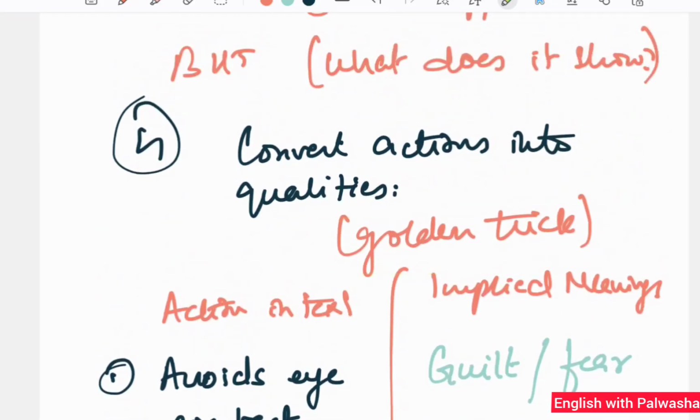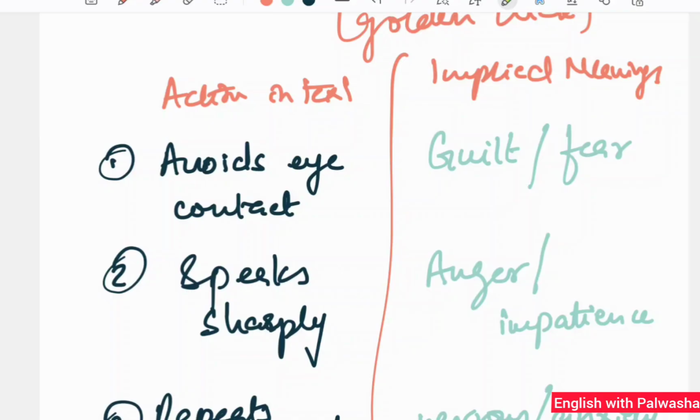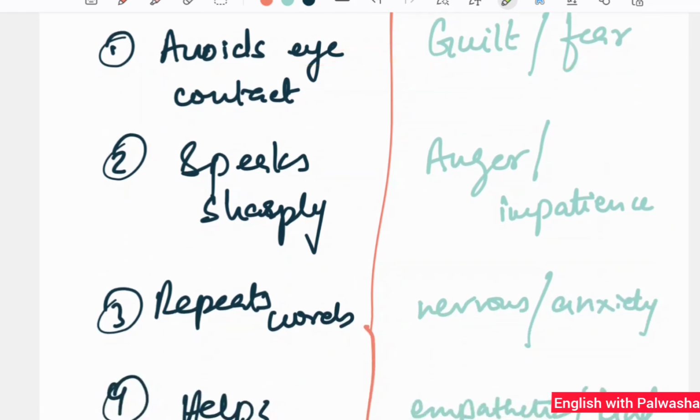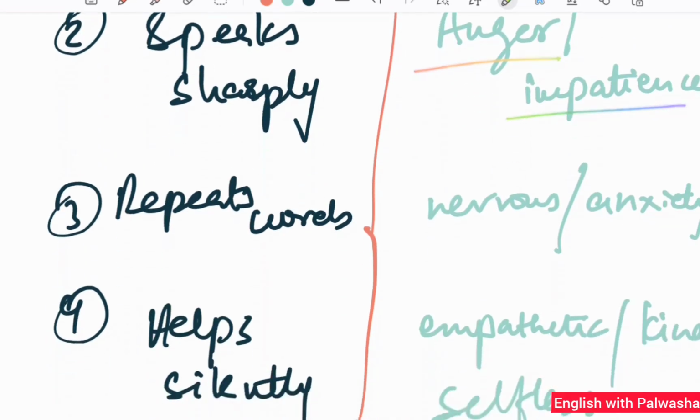This is Palvasha's golden trick, which you're getting right now. So please convert actions into qualities, right? For example, if the action in the text is that someone avoids eye contact, the implied meaning is guilt and fear. Somebody who speaks sharply, what does it show? It shows anger and impatience.